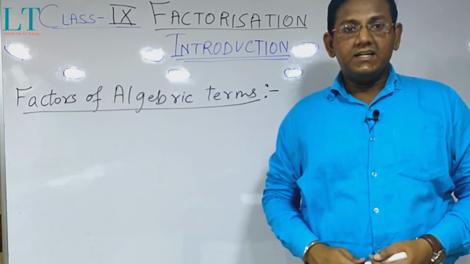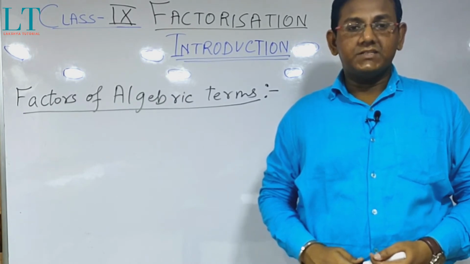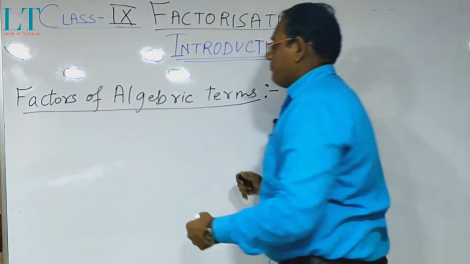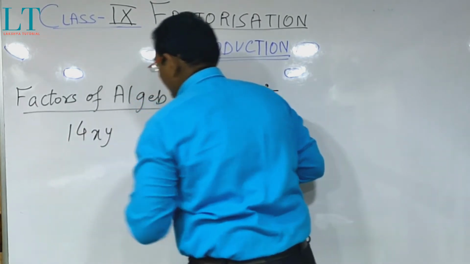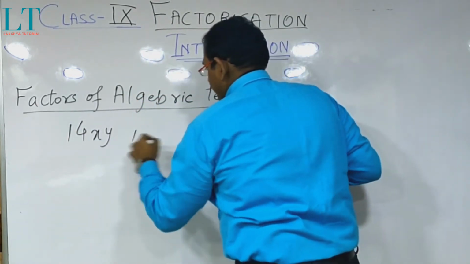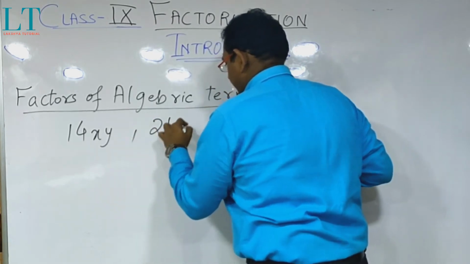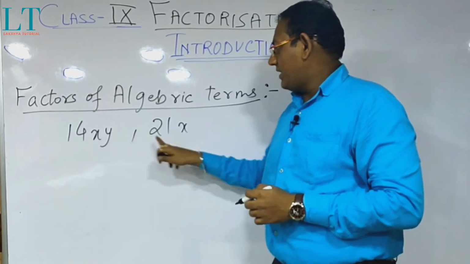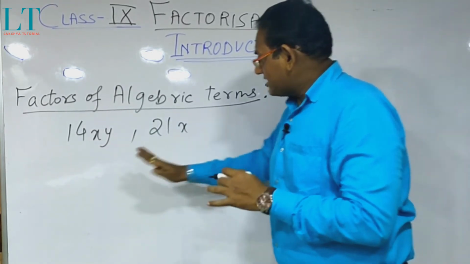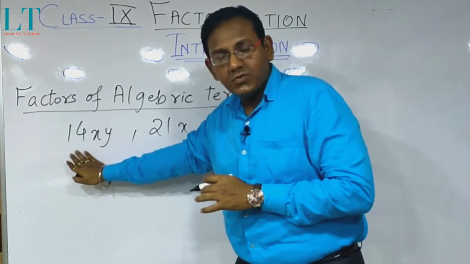Now let us understand the factors of an algebraic expression. For that, let us take an example over here. Let us consider 14xy and suppose 21x. So we have considered two terms over here, that is 14xy and 21x. First, let us understand what the factors of 14xy are.